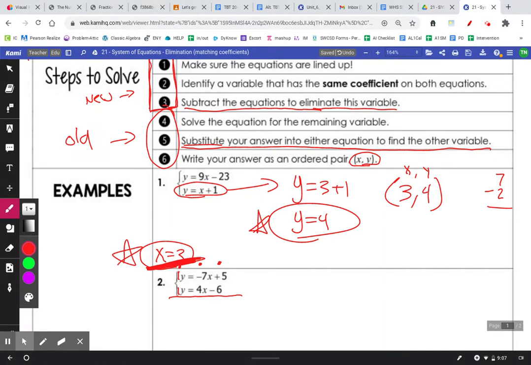Step 3 says subtract the equations to eliminate this variable. That's where this minus sign needs to be in there. I'm going to fix that so it actually looks like a minus sign. I'm going to use that on all 3 of these columns. On this one first, 1y minus 1y is 0 again. In this next column, negative 7x minus 4x is negative 11x.